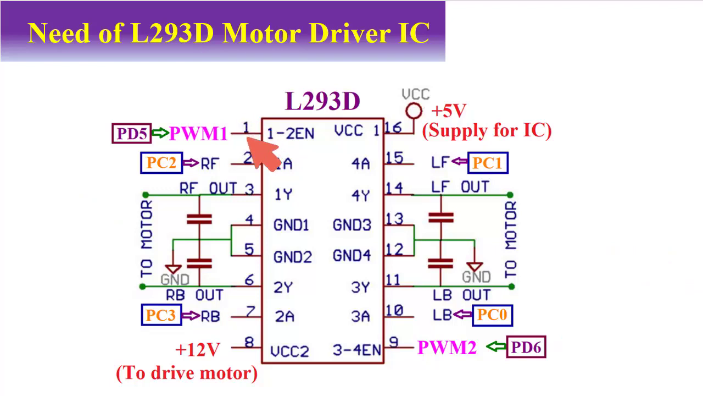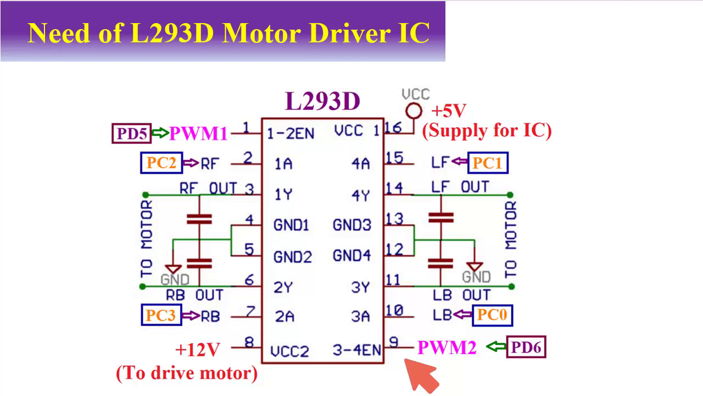Terminal number 1 and terminal number 9 are normally called the enable terminals of the L293D. The enable pin at terminal number 1 is used for this motor, and the enable pin at terminal number 9 is used for this motor. Normally for speed control, we need to feed a pulse width modulation signal at terminal number 1 and terminal number 9. But in this explanation, only the direction is being controlled. So here we will just keep terminal number 1 and terminal number 9 at a logic 1 signal.